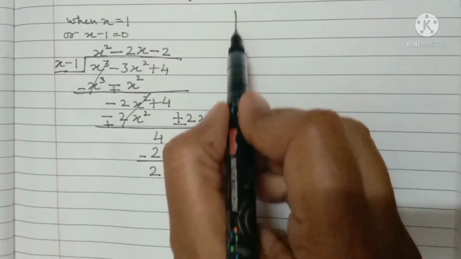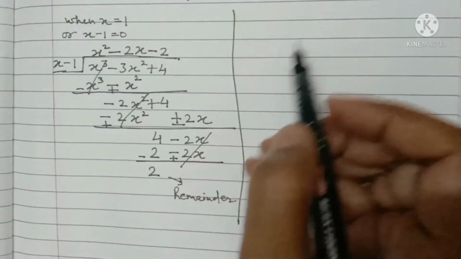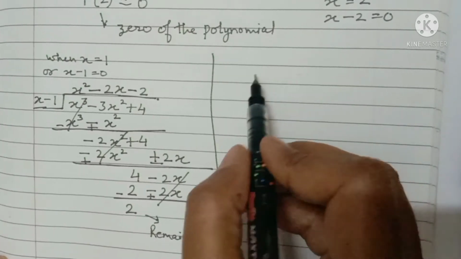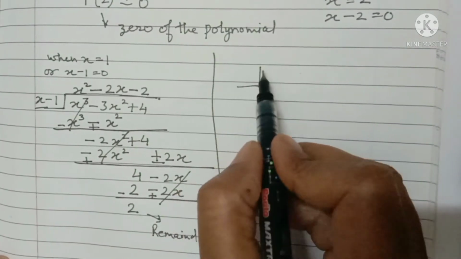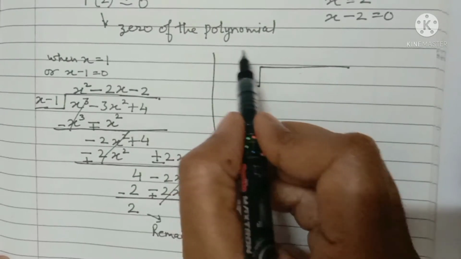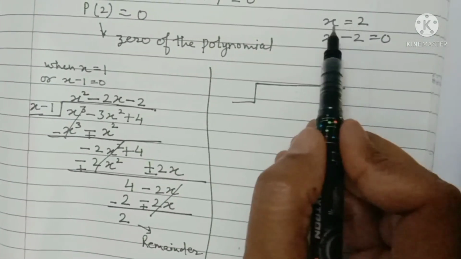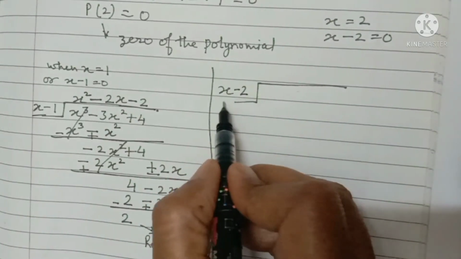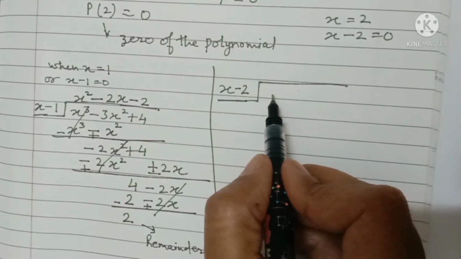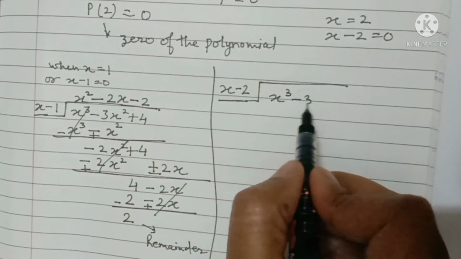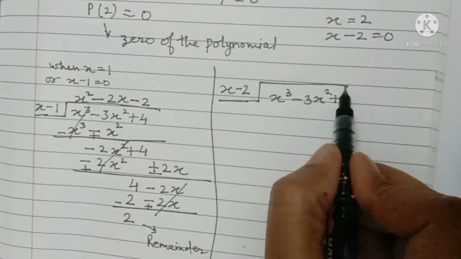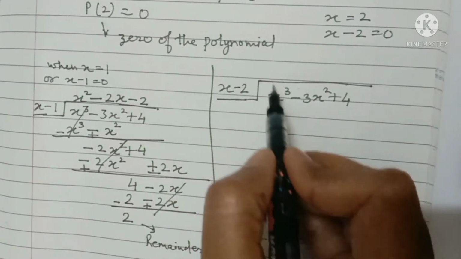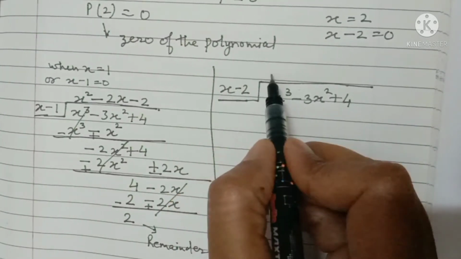Now again we are dividing by the factor x minus 2, and what happens? See, when x is equal to 2, x minus 2 is equal to 0. Write down x minus 2, and we will divide the polynomial x cube minus 3x square plus 4. Now you have to make x cube, so you will multiply by x square.